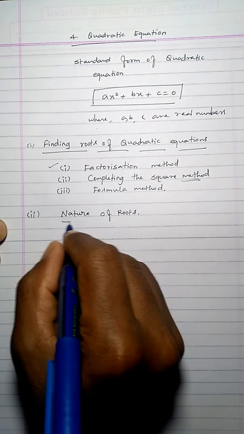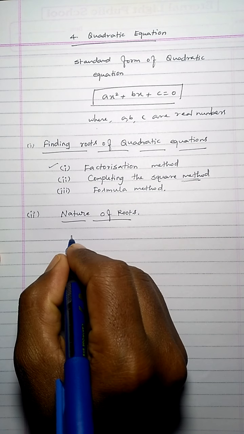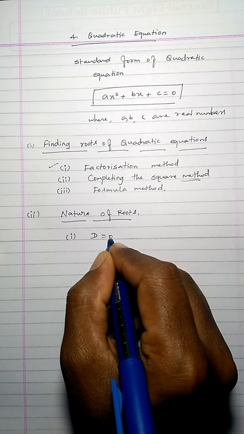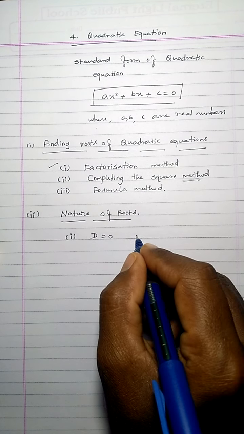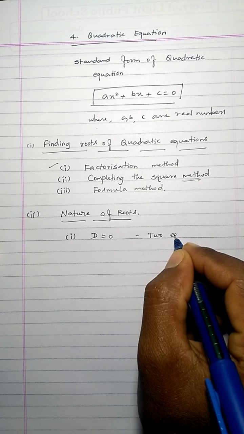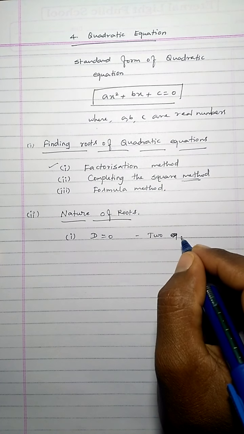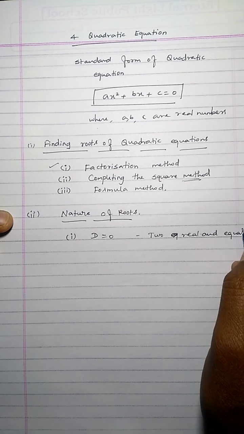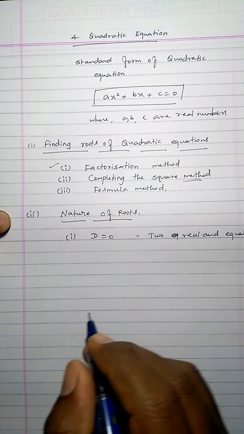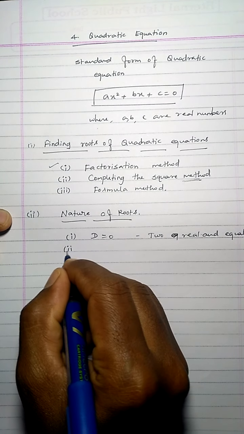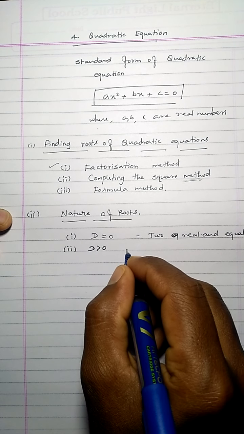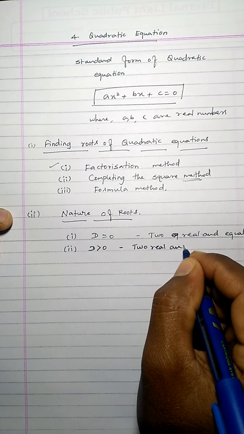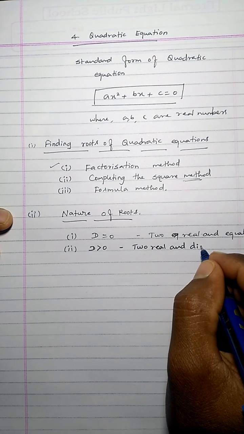In nature of roots also there are three conditions. First condition, d equal to 0, then we will get two real and equal roots. And second one, d greater than 0, then you will get two real and different roots, or you can say distinct. Distinct means different roots.